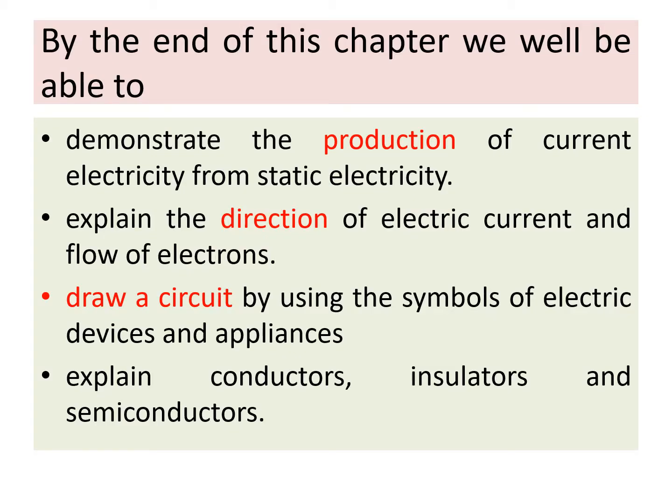Dear students, by the end of the chapter, you will be able to demonstrate the production of current electricity from static electricity. You can explain the direction of electric current and flow of electrons. You can draw a circuit by using the symbols of electric devices and appliances. You can explain conductors, insulators, and semiconductors.